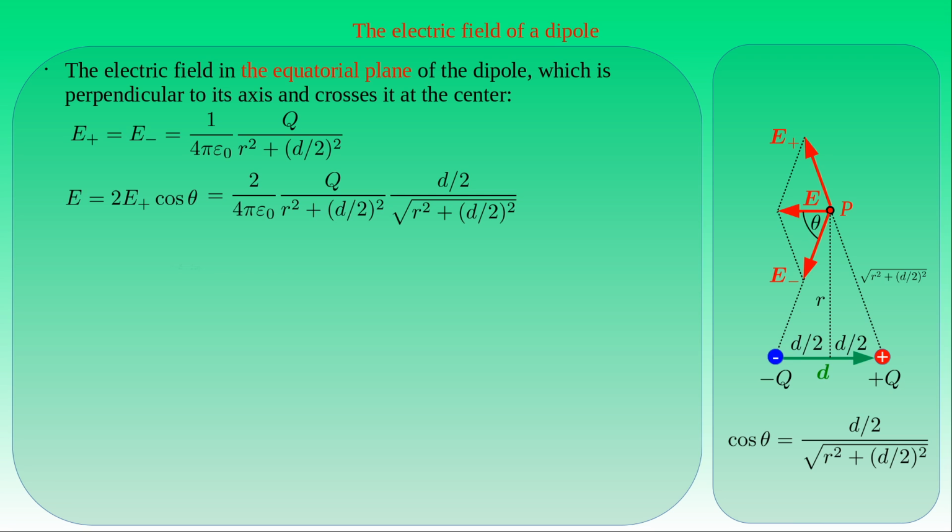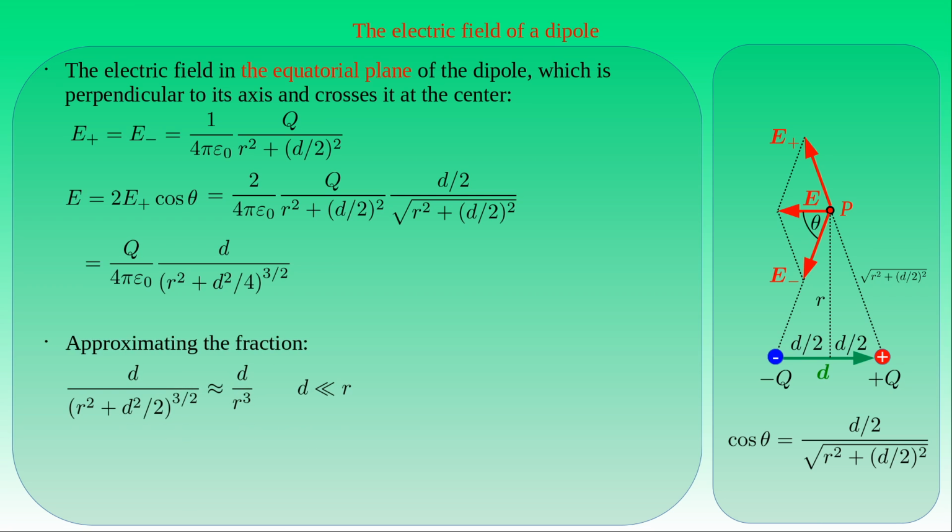Then we obtain q over 4 pi times epsilon naught, times d over 2 divided by r squared plus the square of d over 2 to the power of 3 over 2. If we assume that the distance r of the point P from the center of the dipole is much greater than the distance d, we can approximate the fraction with the ratio of d to r cubed. Then the electric field can be written as q over 4 pi times epsilon naught, times d over r cubed.